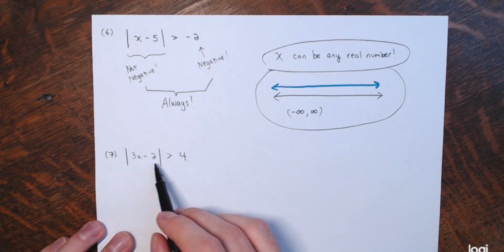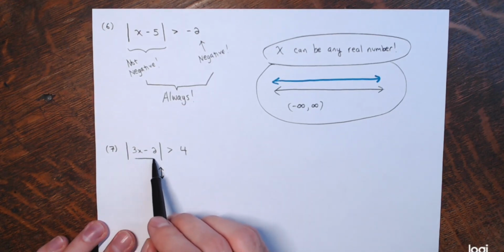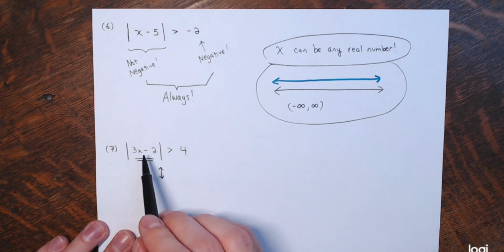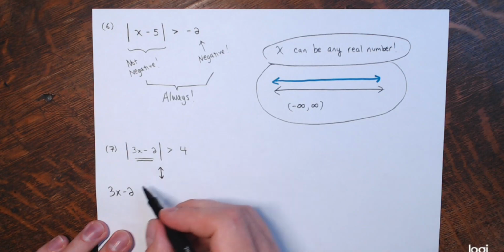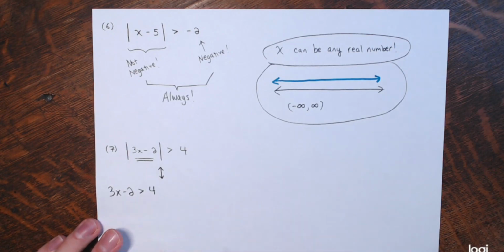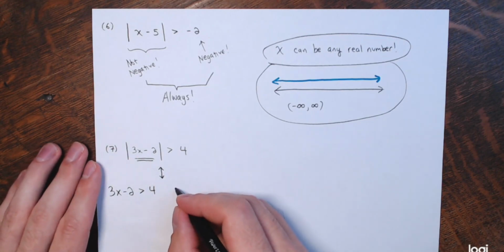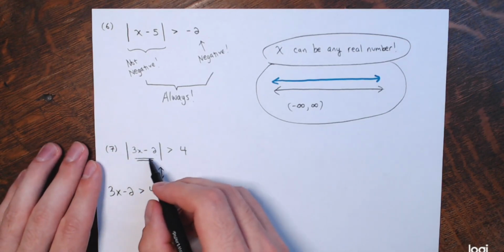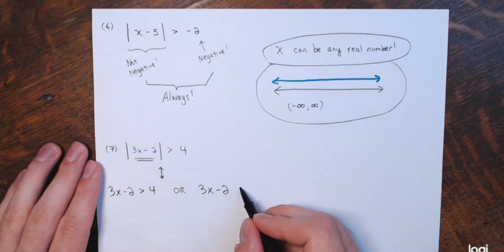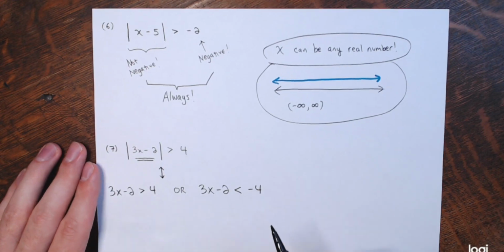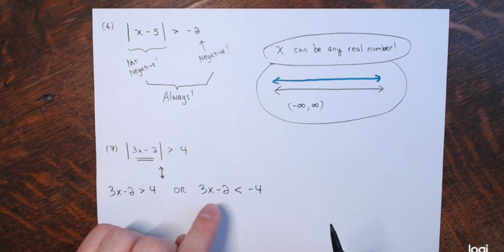So this is equivalent to, this is only going to be true if the number inside the absolute value symbols, if 3x minus 2 is greater than 4, say 5, 6, 7, 8, whatever, this would be true. Or if this expression inside, the number inside, 3x minus 2 is less than -4. So this expression is either to the right of 4 or to the left of -4.